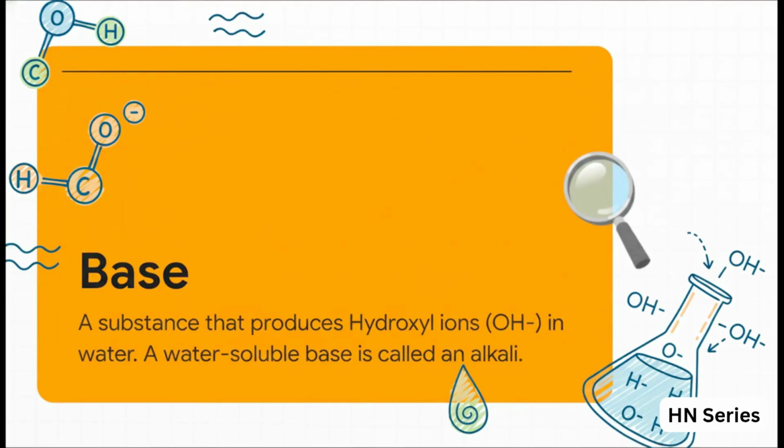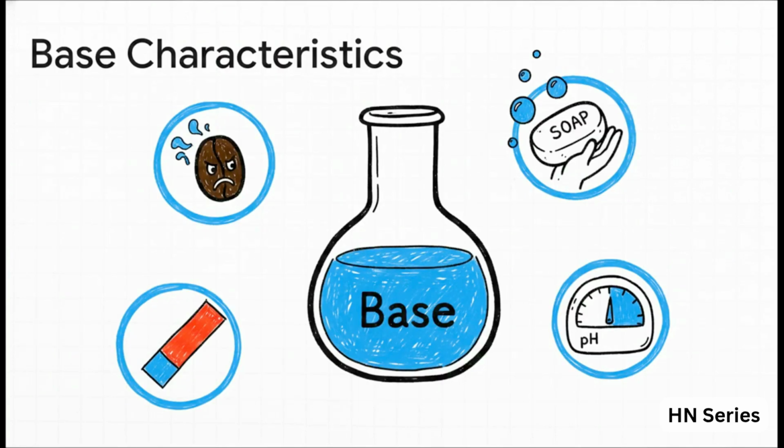Okay, so remember how acids release those hydronium ions? Well, bases are their perfect counterpart. They release something called hydroxyl ions in water. It's literally the other side of the chemical coin. Oh, and by the way, if a base can dissolve in water, we give it a special name, an alkali. You know that slippery, almost soapy feeling you get from things like bleach or soap itself? That's a classic sign of a base. And what's wild is that it's actually reacting with the oils on your skin to make a tiny little bit of soap right there. How cool is that?